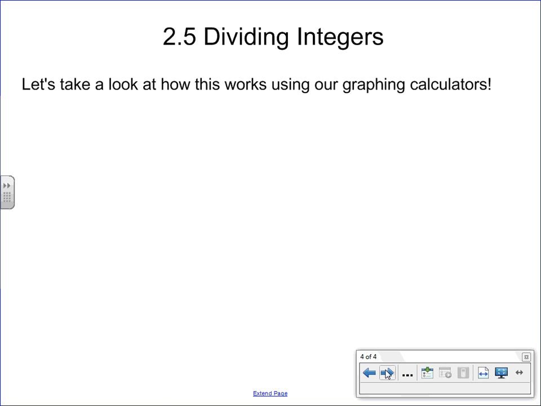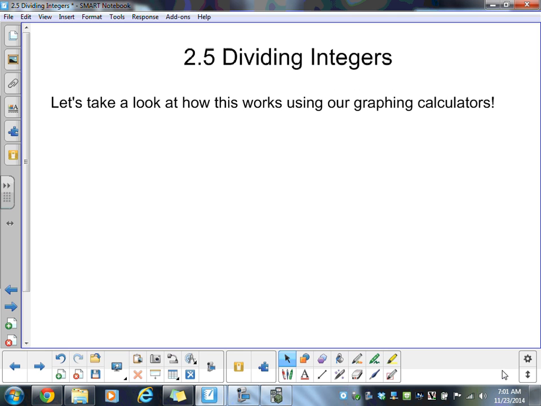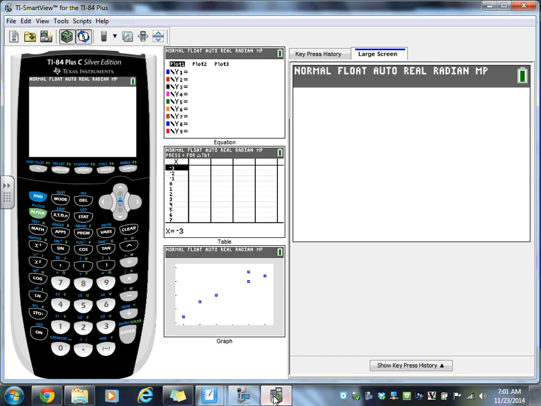Let's take a look at how we can use our graphing calculator again to divide integers. So again, our negative key is down here at the bottom. If you're going to type in something like negative 42 divided by negative 7, you just type it in exactly the way you see it, either on a worksheet or test or whatever you're working on. Just make sure you use that negative sign at the bottom instead of the subtraction sign. And here we'll see that we get a positive 6.